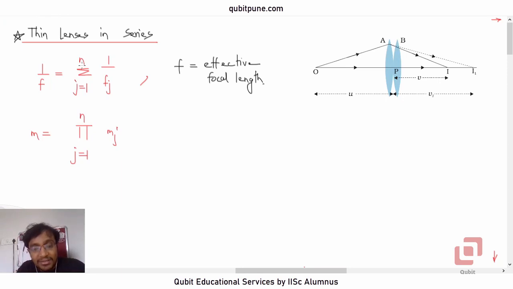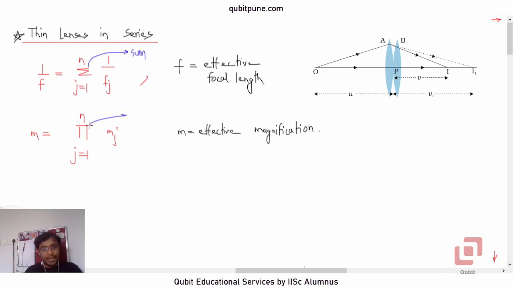What about magnifications? The net or effective magnification is the product of the individual magnifications. So this sigma corresponds to sum, and this pi corresponds to product. So powers get added and magnifications get multiplied.